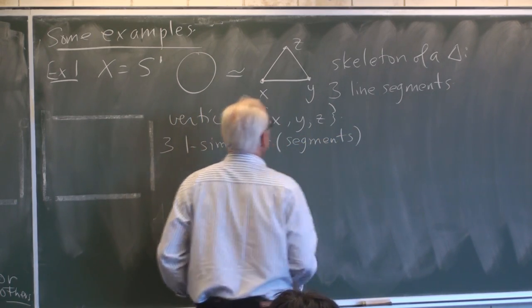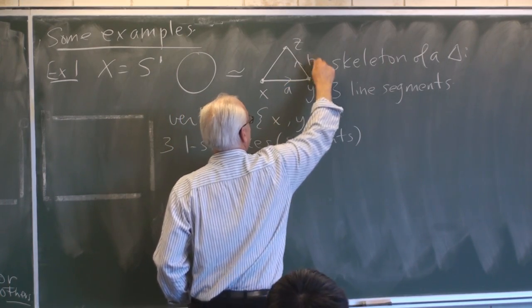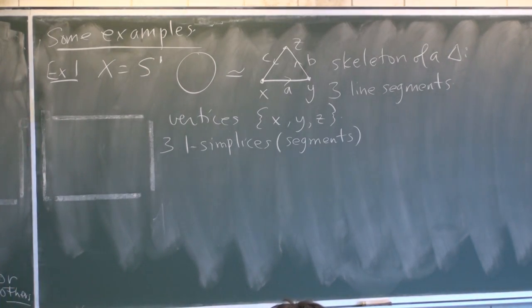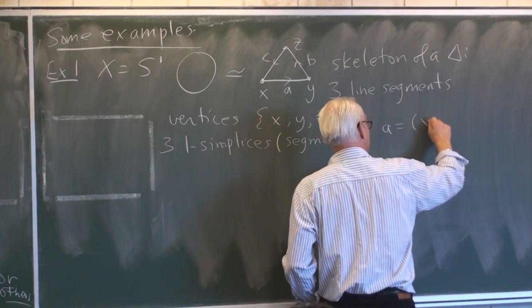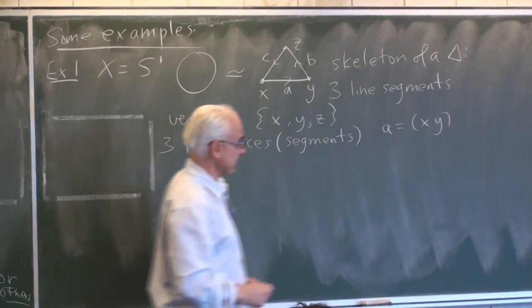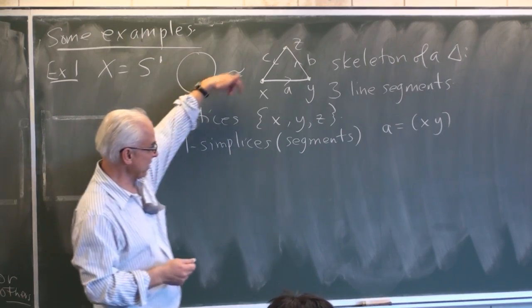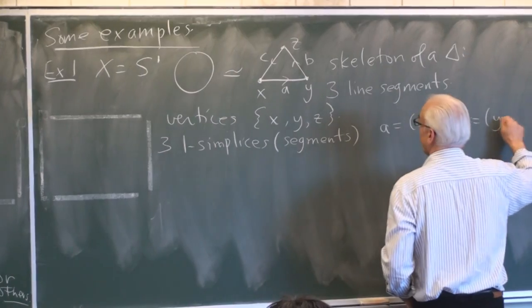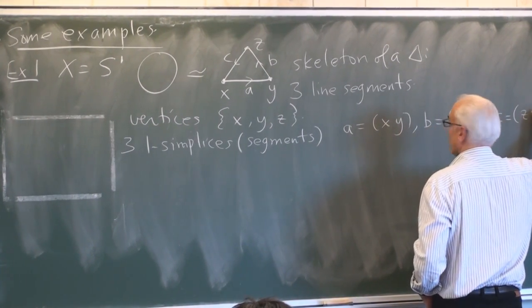And we'll give them an orientation while we're at it. So maybe we'll call this one A, and this one B, and this one C, and we'll orient them in that direction there. And how do we specify that? We'll write A is equal to the simplex xy. So that ordering tells us that we're going from x to y. And B is equal to yz, and C equals zx.